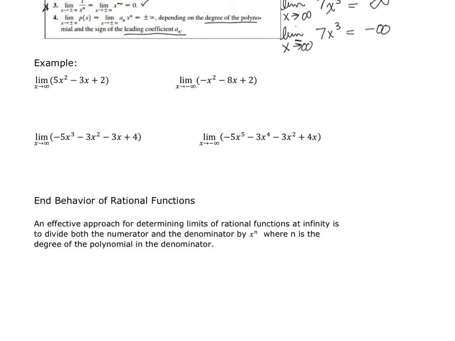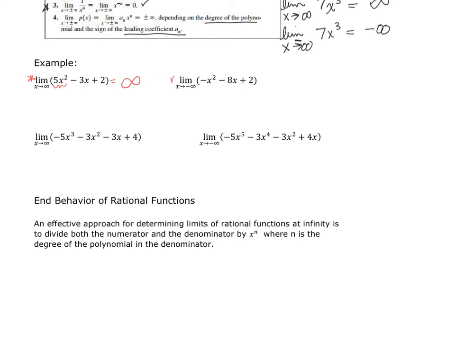In this case, we have the limit as x goes to infinity of 5x squared minus 3x plus 2. So this term here is going to tell me what's going on. If I raise a positive large number to the second power, it's just going to get larger, and it's still going to be positive, so we get infinity.